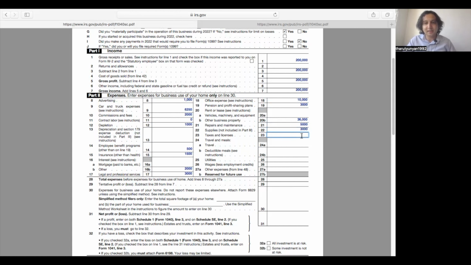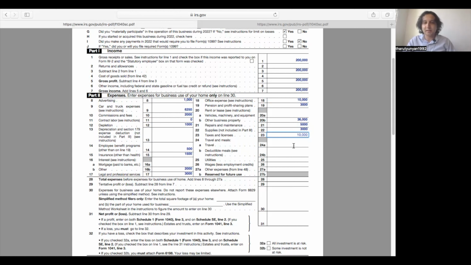Now, taxes and licenses. We spoke about some of those on line 17, but you can also use line 23 to deduct some of those license fees and taxes. So let's say the city also charged a license to sell alcohol in the bakery, and you had to pay $10,000 a year. So we're deducting that as well.